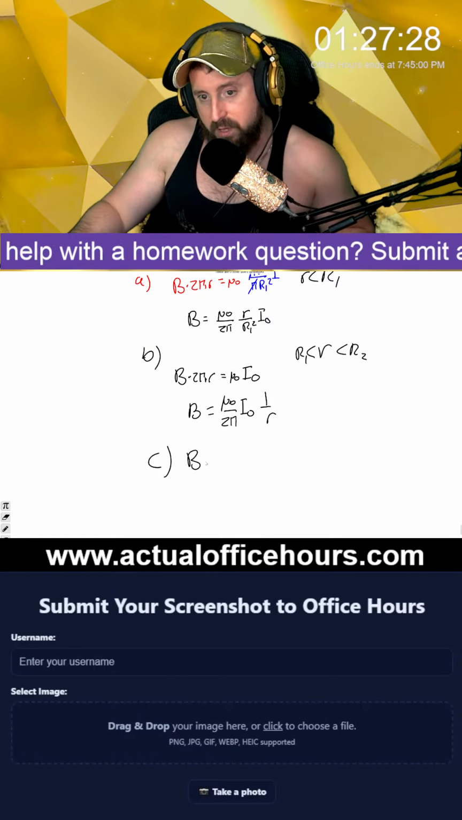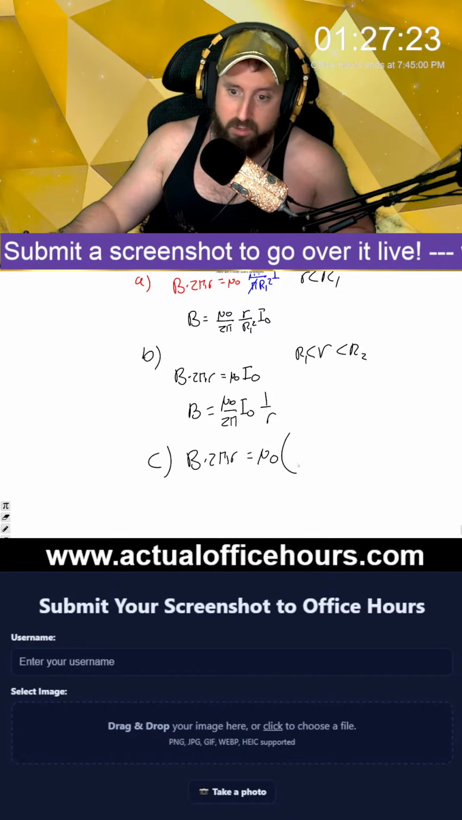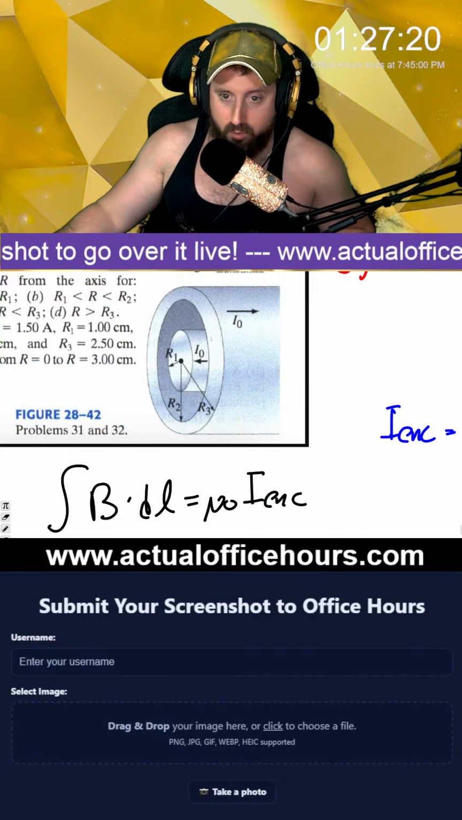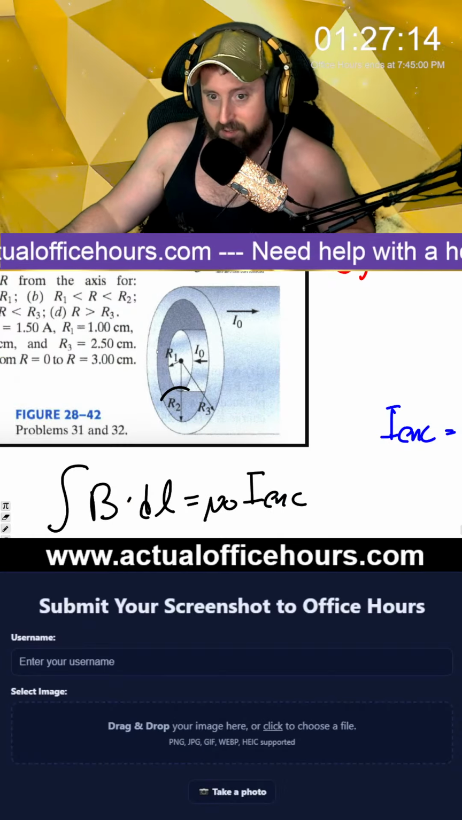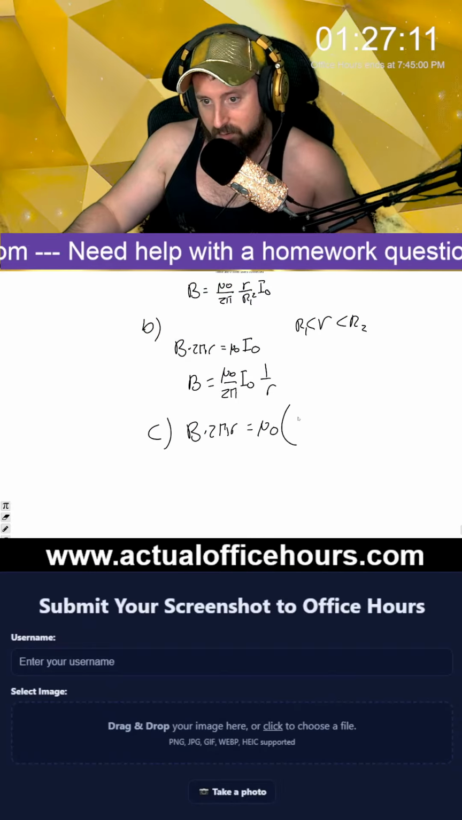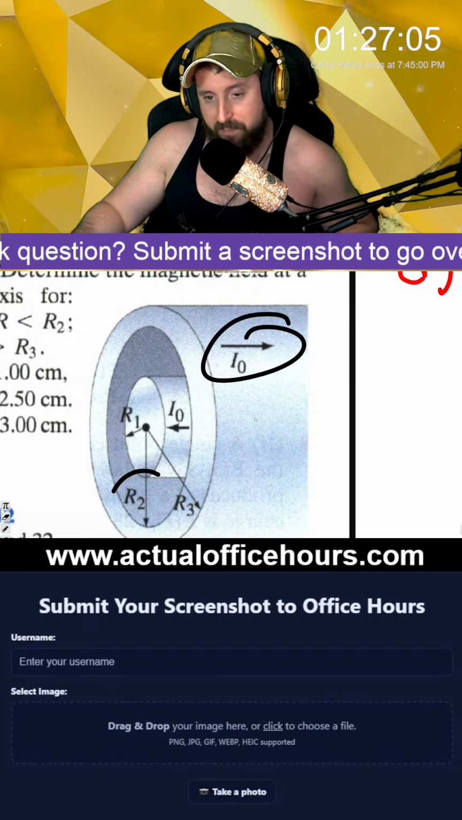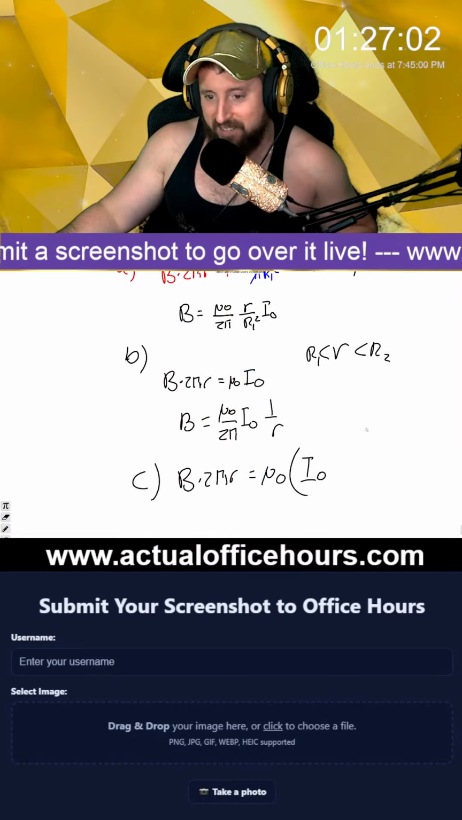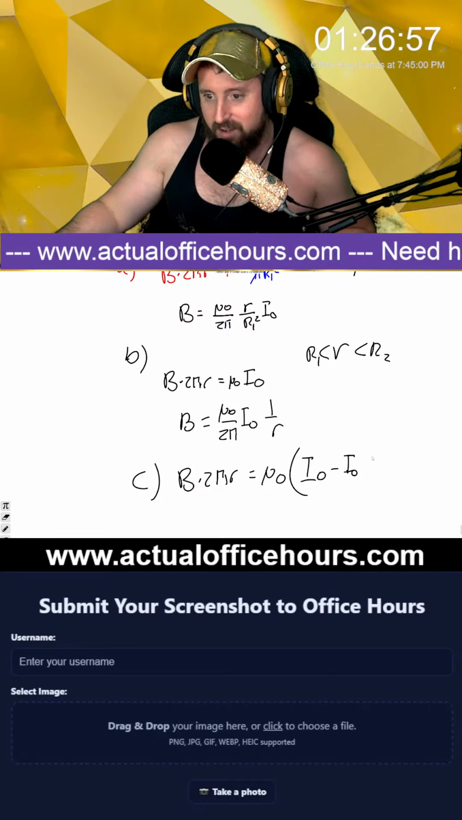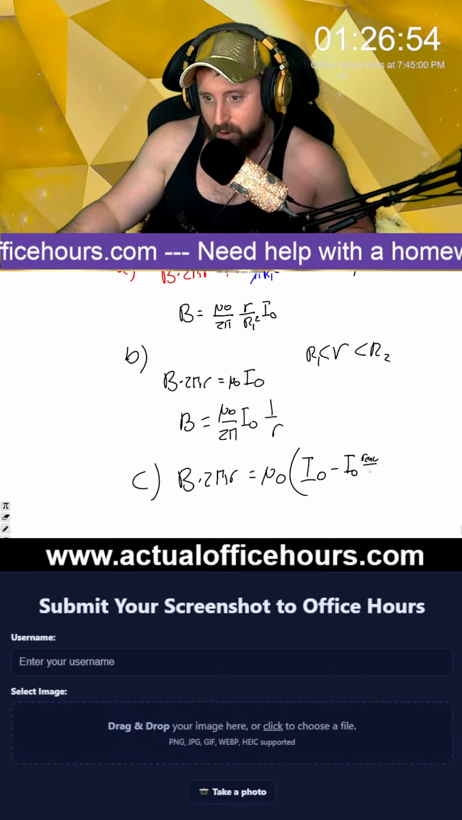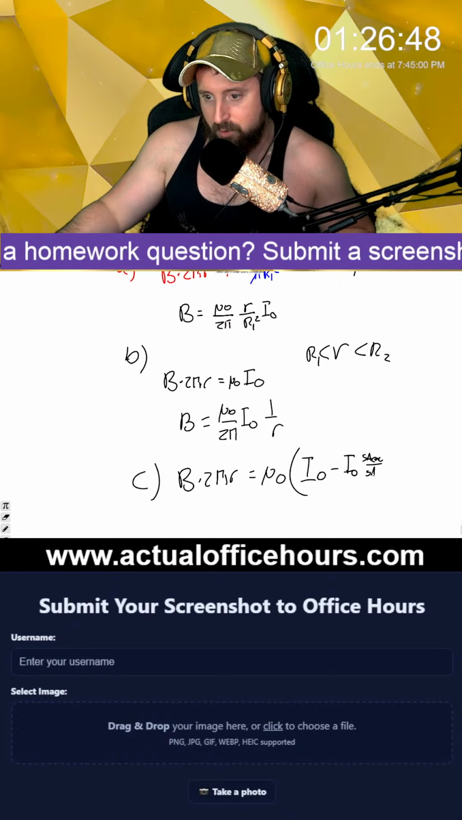C is a little bit harder. So B times 2 pi R is equal to mu naught. Now here's the interesting thing. When you're in between R2 and R3, you already enclose all of this I naught going to the left, so I'm going to leave that as just 1 I naught. But then you start enclosing I naught that's in the opposite direction, and so that's going to be minus I naught, where this is going to be the surface area enclosed over the surface area total.